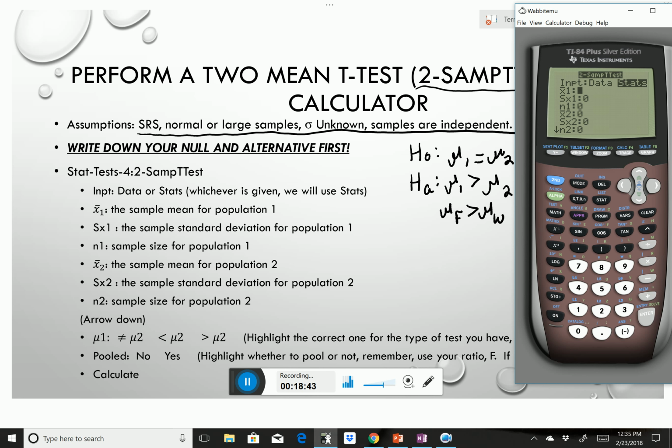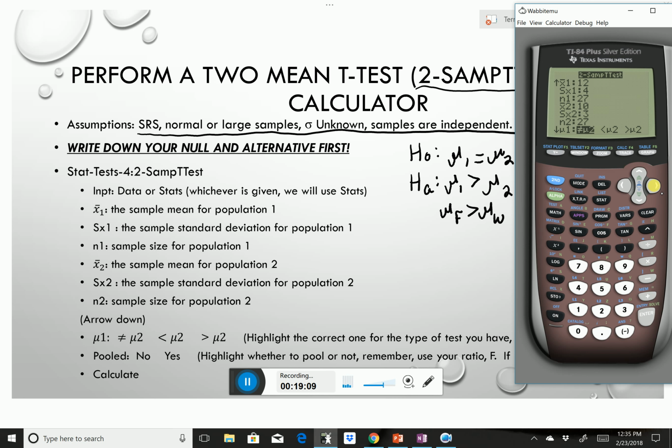So X1 bar, our X1 bar was 12. Sx1 was 4. n1, 27. x2bar, 10. Sx2, 3. And n2 is 27.